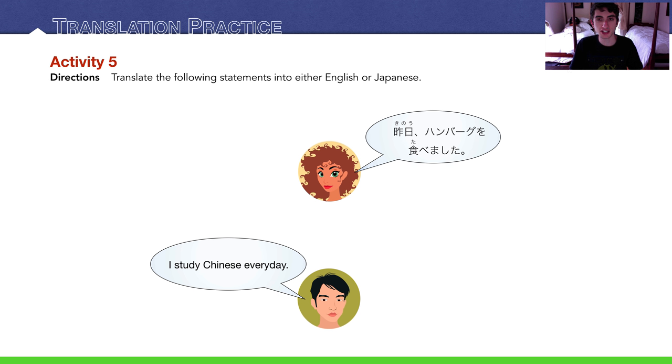Activity 5, translation practice. Translate the following statements into either English or Japanese. Pause video, try it on your own. I'm going to show the answers right now. The lady on the top says, 昨日ハンバーグを食べました。 Do you remember the word hamburg in our vocabulary? I ate a hamburg yesterday. Oh, hamburg. And the guy on the bottom says, I study Chinese every day.